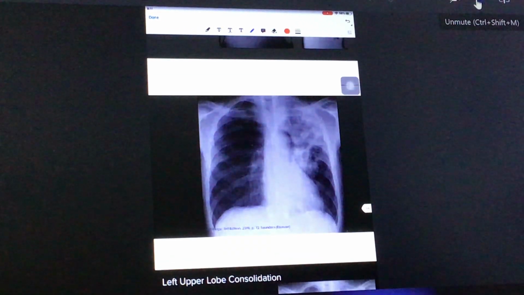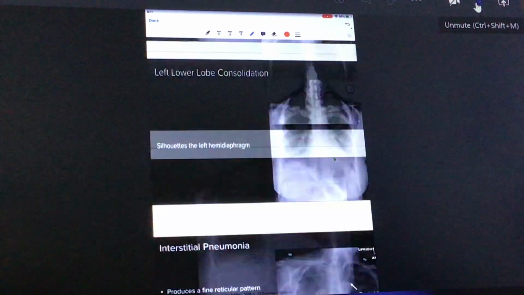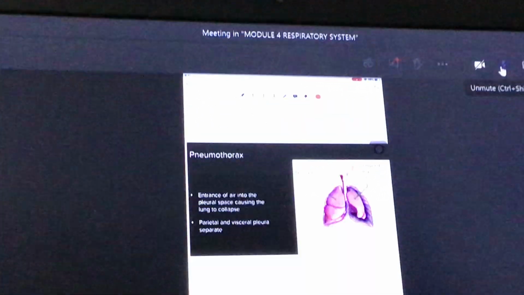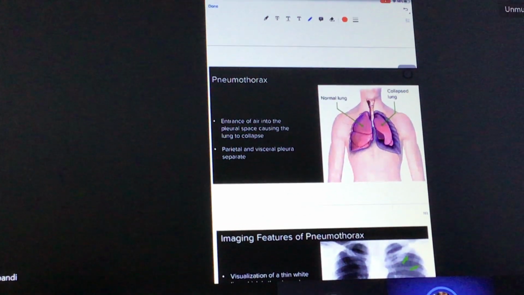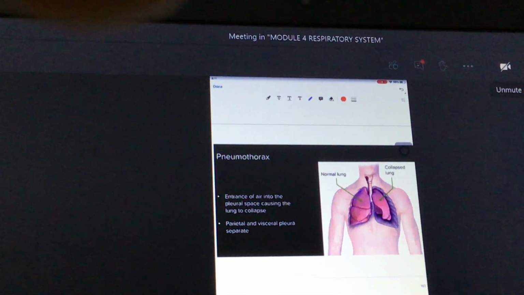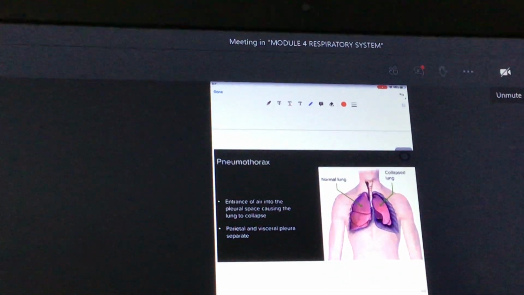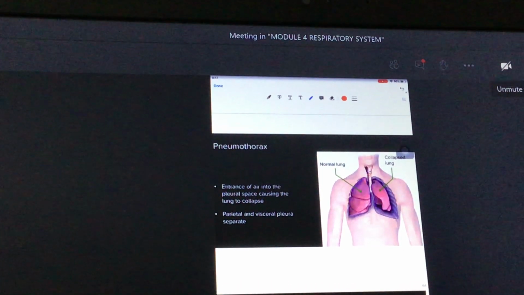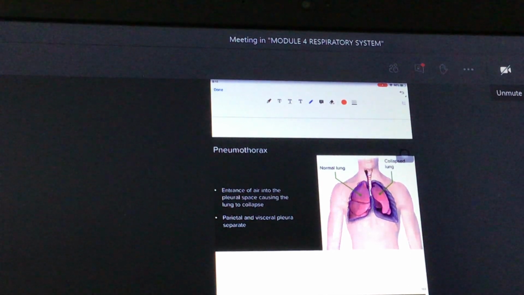Now let's move on to the pneumothorax. Okay, pneumothorax. There is an entrance of air inside the pleural space, causing the lungs to collapse, because the covering of the lungs is the pleura, right? The visceral and parietal pleura. It actually happens when there is a puncture of the heart or idiopathic causes.